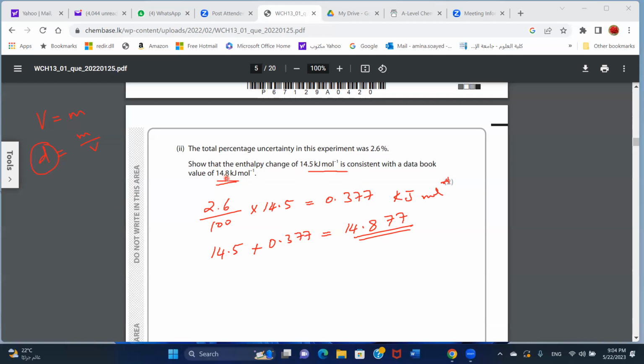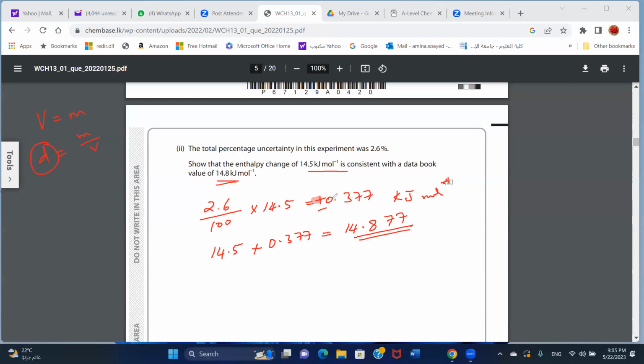Okay. Okay, Miss, thank you. The uncertainty is in the experimental work, not in the theoretical value that is present in the data booklet. So you say that if there is an uncertainty of 2.6, what should this 2.6 represent from the value that we got? It represents 0.377 kilojoules per mole, which means that this value is either added to the 14.5 or removed from the 14.5 because we say plus minus, isn't it?